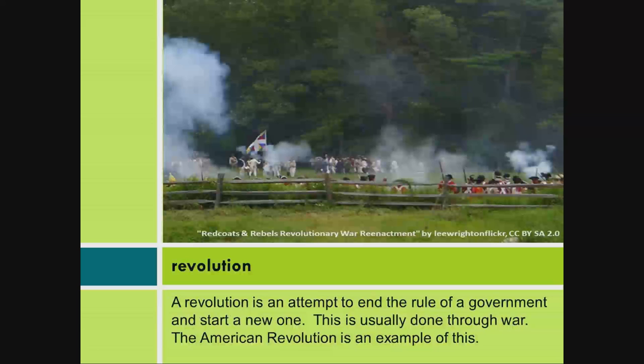Revolution. A revolution is an attempt to end the rule of a government and start a new one. This is usually done through war. The American Revolution is an example of this.